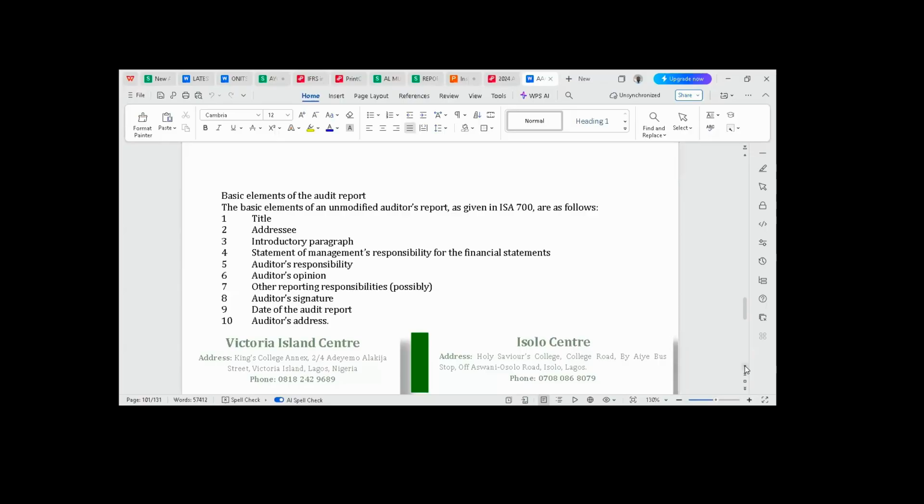Auditor's responsibility. The auditor's responsibility is a paragraph in the audit report that explains the role of the auditor. And the role of the auditor is to ensure the financial statements are prepared in line with the applicable financial regulatory framework.